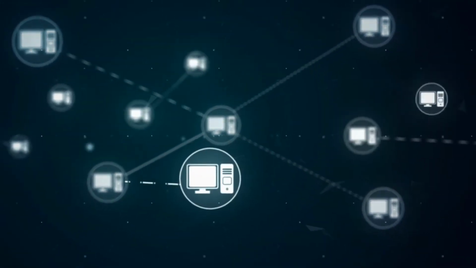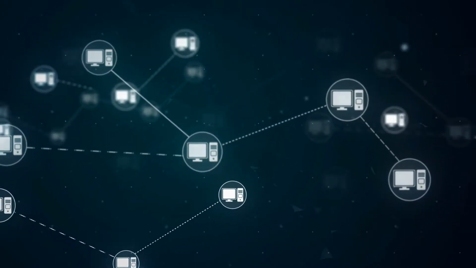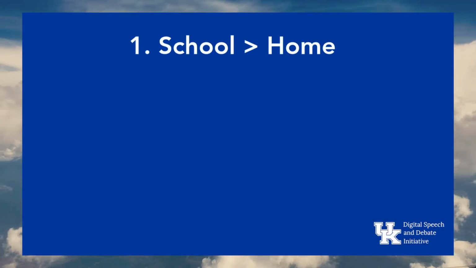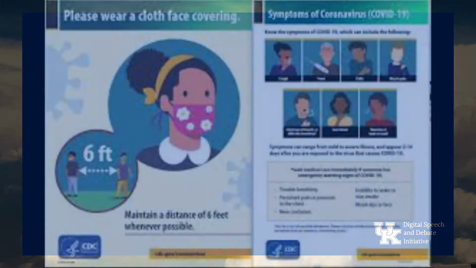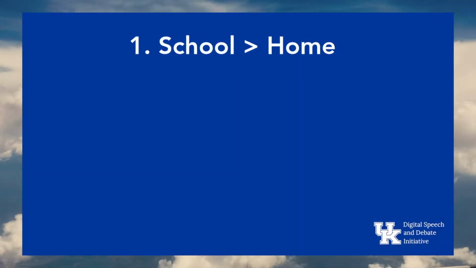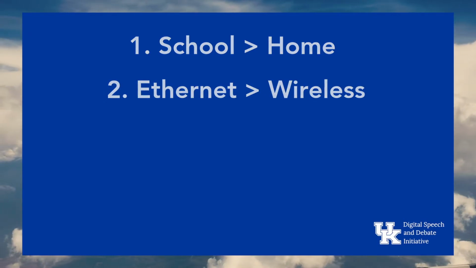This is by far the most important thing that'll impact your online tournament experience. There are a couple rules of thumb. 1. If possible, competing at a school will provide a better connection than competing at home. This requires coordination in advance and making sure you follow all health and safety guidelines set down by government officials and your school. 2. Connecting your computer via Ethernet is better than relying on wireless.